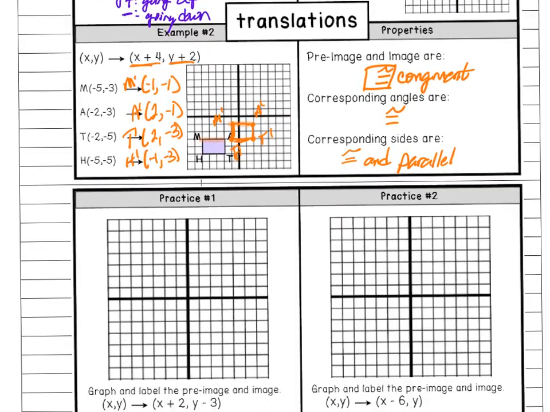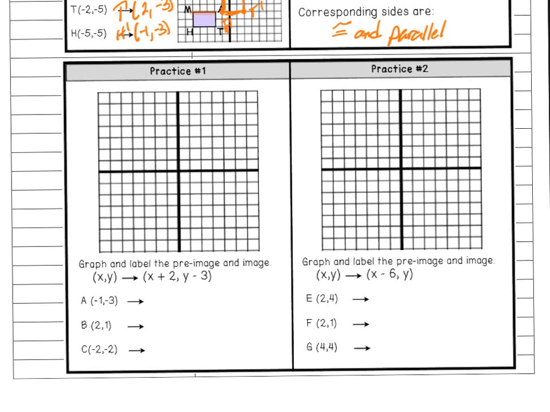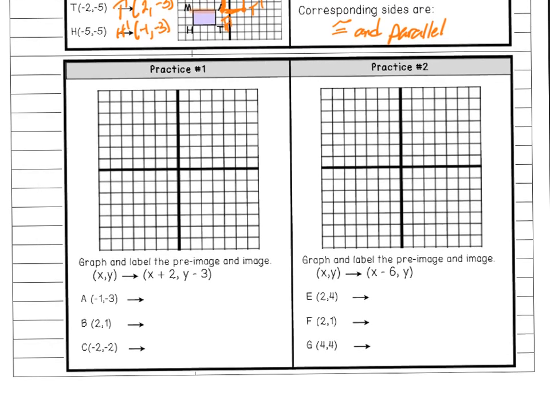Here we go. So now we're going to do a couple practices here. The first thing I need to do, it says graph and label the pre-image and image. So my pre-image is (-1, -3), (-1, 1), (2, 3). Let's hope I can count better this time. And this is A. And then A prime, let's just go ahead and graph all of our pre-image.